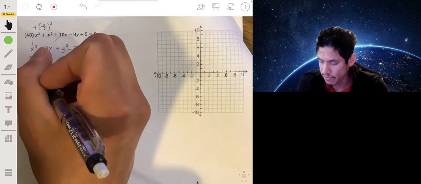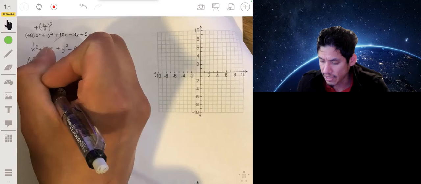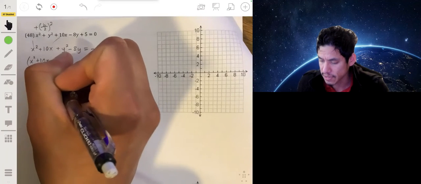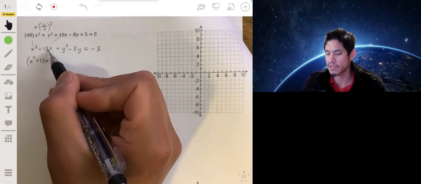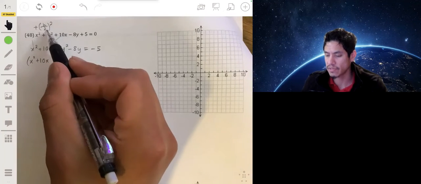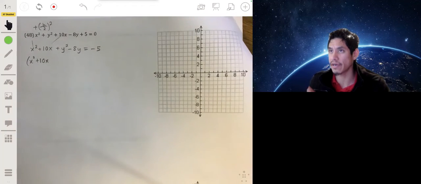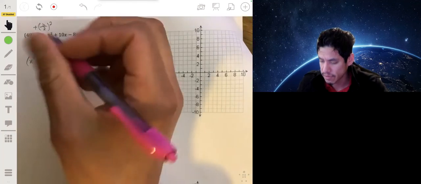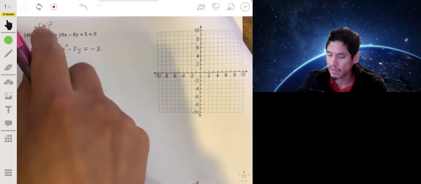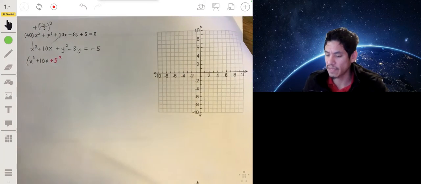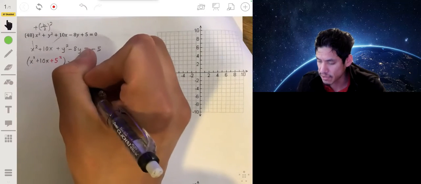So for x, we'll have x squared plus 10x. Our b will be the coefficient of x, which will be 10. So 10 over 2 squared is what we're going to add there. So plus 5 squared. 10 over 2 is 5, so we're going to have that as 5 squared.